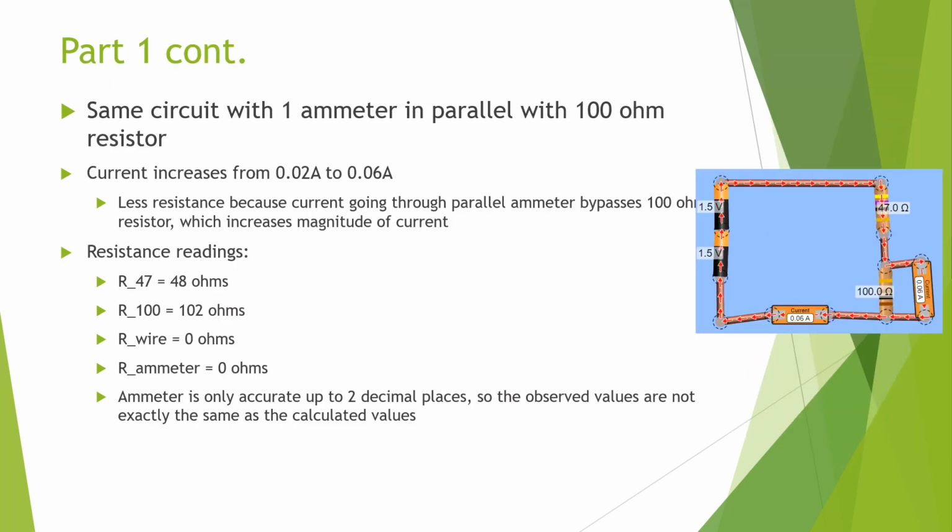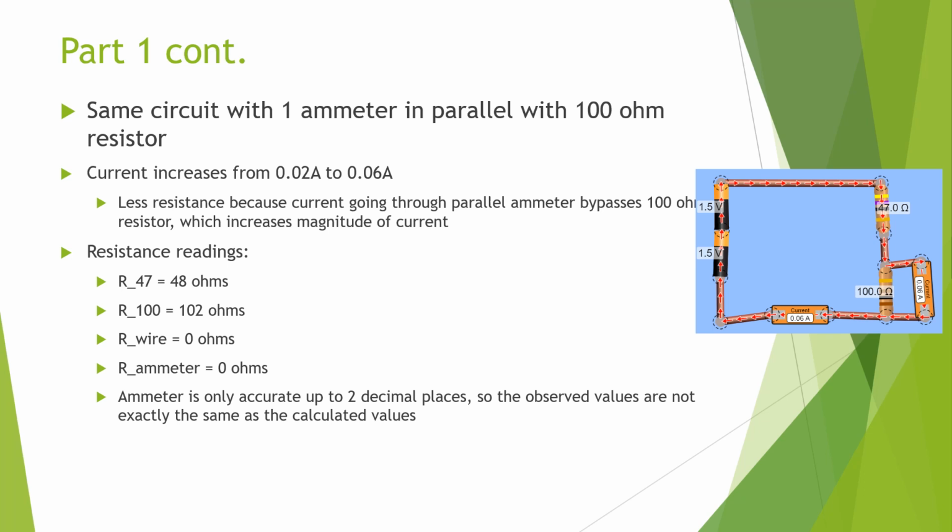Also in part 1, we took the same circuit and moved one of the ammeters to be in parallel with the 100 ohm resistor. When we did this, the current increased from 0.02 amps to 0.06 amps. This is because the current going through the parallel ammeter is not being affected by the 100 ohm resistor. It's not going through it, and therefore the magnitude of the current increases.